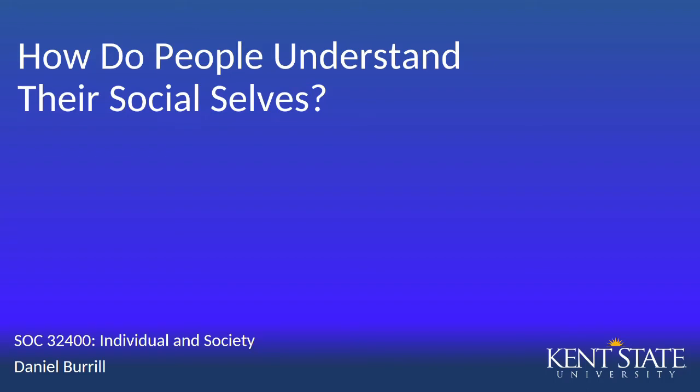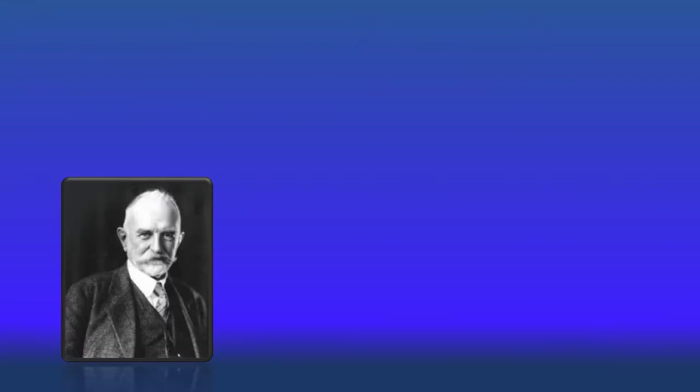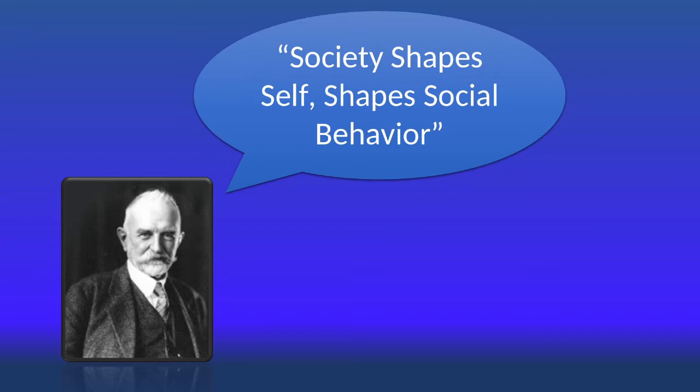In the last video, we looked at Mead's ideas about symbolic language, meaning making, and the self. I think you can see by now that symbolic interaction places a great deal of emphasis on the ways in which society influences the self and social interaction. Mead summarized this relationship as follows: society shapes self, shapes social behavior.